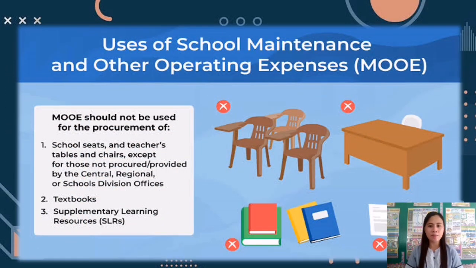MOE should not be used for the procurement of school seats and teachers' tables and chairs, except for those not procured or not provided by the central, the regional, or schools division offices. Nor for textbooks and the supplementary learning resources, or the SLRs.